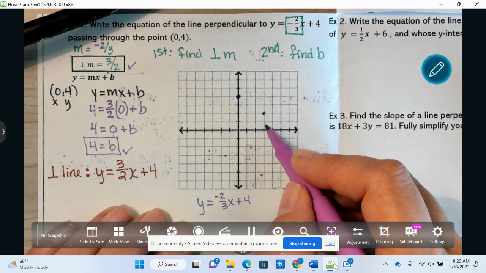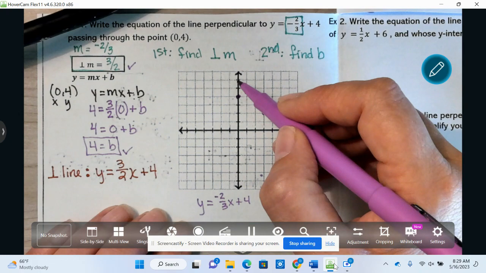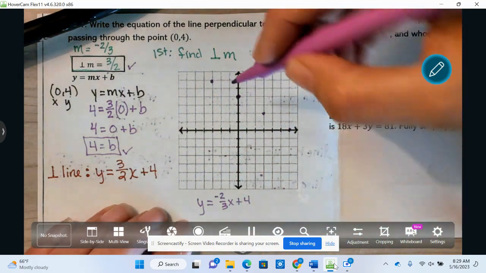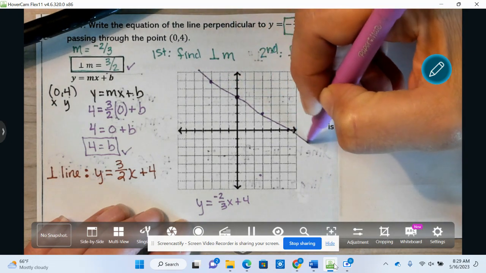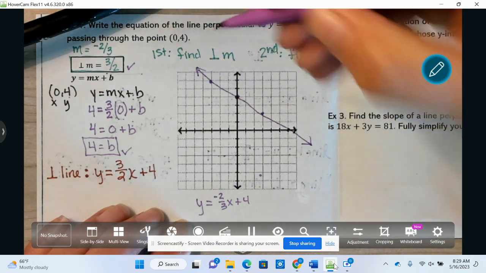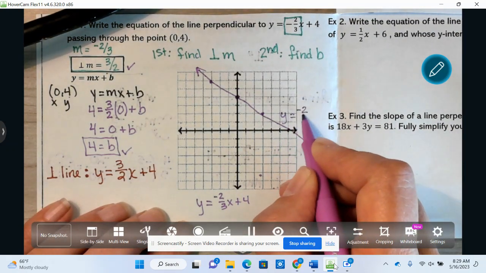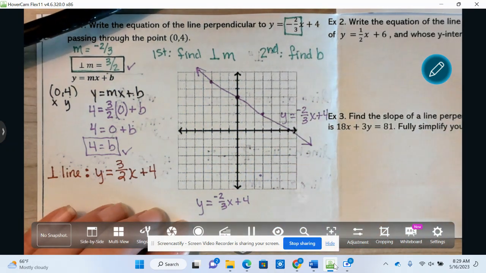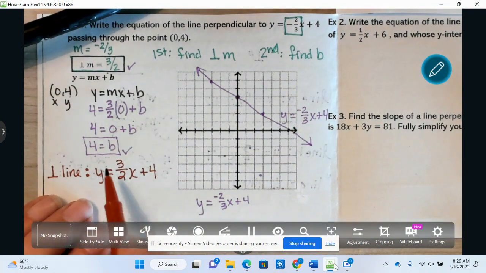And I'm going to do that again. Down 2 and to the right 3. And I could even go up 2 and to the left 3. So I have 4 points that I am going to connect. And I'm going to write the equation y equals negative 2/3 x plus 4. So now I'm going to graph this line.